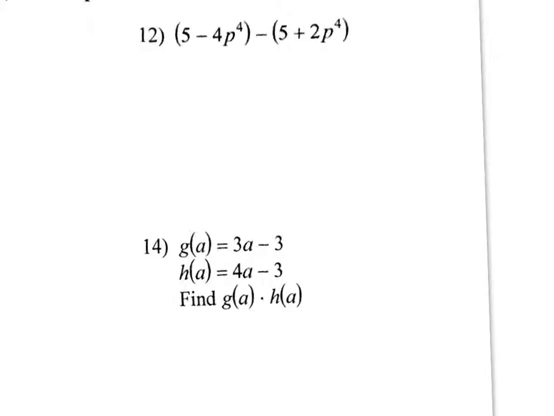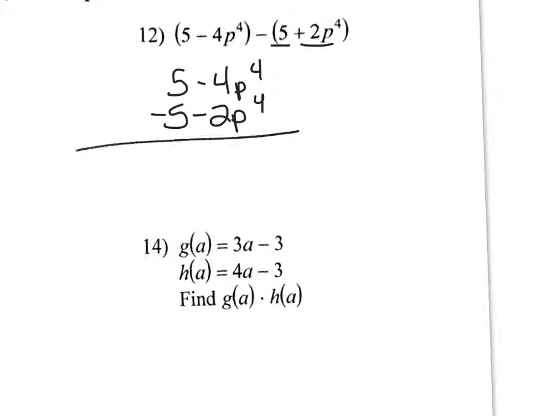Okay, next one, another subtraction problem. Again, this one stays the same. Change the sign of the second one and line them up. So 5 becomes negative 5. 2p to the fourth becomes negative 2p to the fourth. And we get that cancels out, and it's negative 6p to the fourth. Okay, that's 5 minus 5 is 0, so we don't have to write 0.